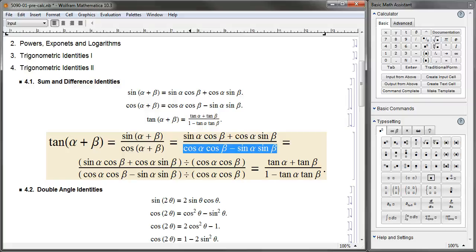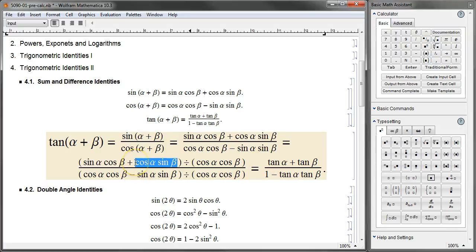And then what do we do? Divide everything by cosine of alpha times cosine of beta. Because we do the same thing to both numerator and denominator, we do not change anything. And consequently, we have this kind of simplification. From the first term, what do we get? Sine of alpha divided by cosine of alpha, we get tangent of alpha. And cosine of beta just cancel each other out, resulting in this term.